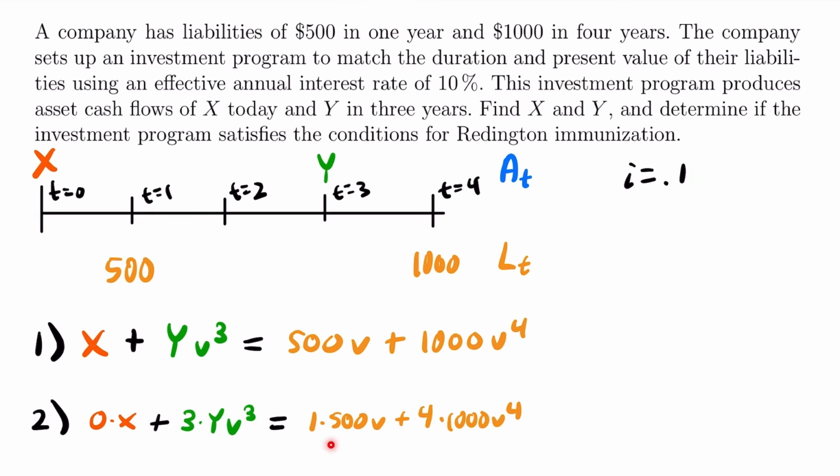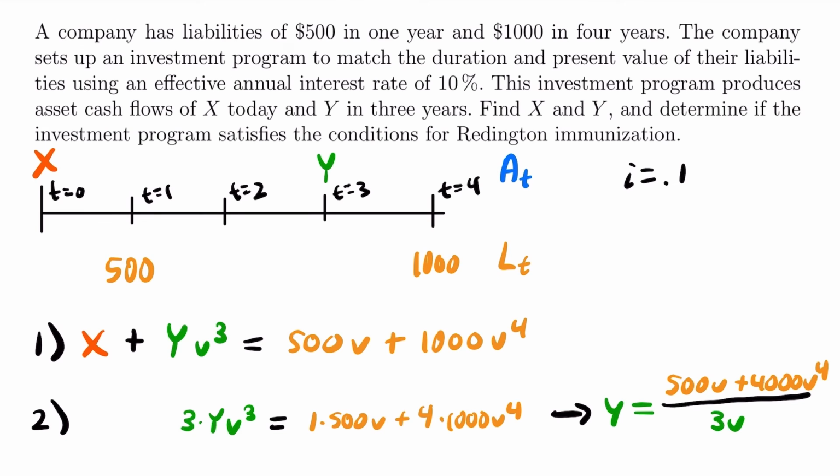And notice that in this second equation, we have 0 times x. That's just going to become 0, right? So we can just erase that. That's going to be removed from that equation. And so really, we just have y in this second equation, so that's going to be pretty easy to solve for. And so if we want to do that, we need to divide both sides by 3 times v cubed, which will give us that y is equal to 500v plus 4,000v to the power of 4, because 4 times 1,000 is 4,000, and that will be divided by 3 times v cubed.